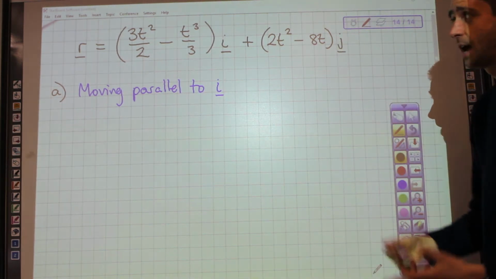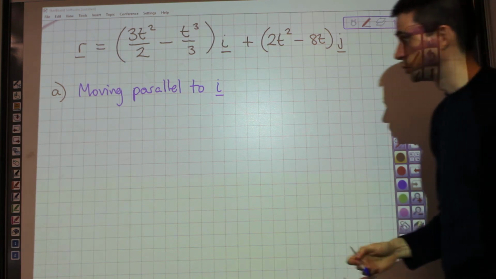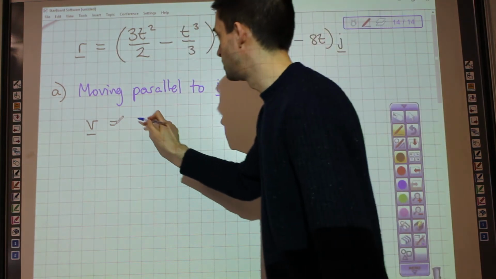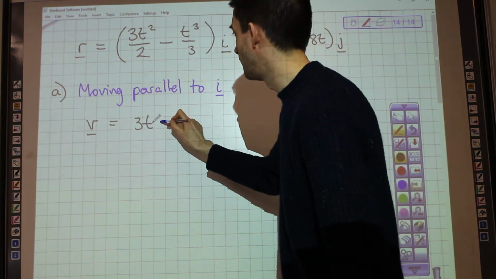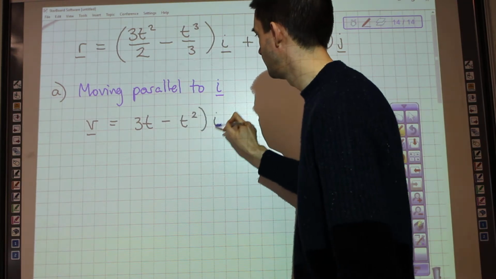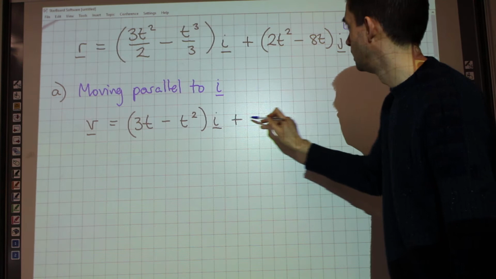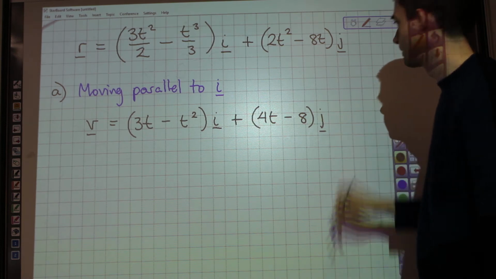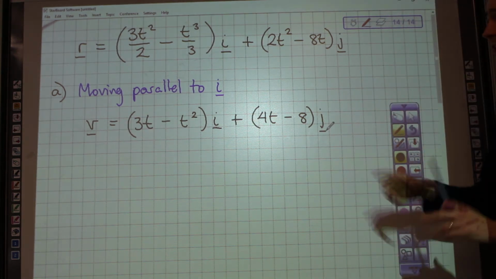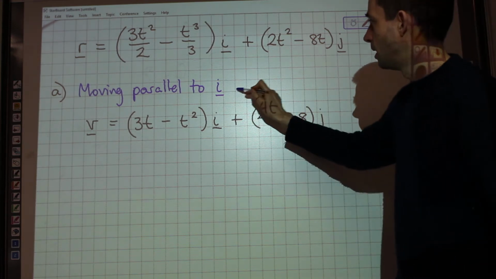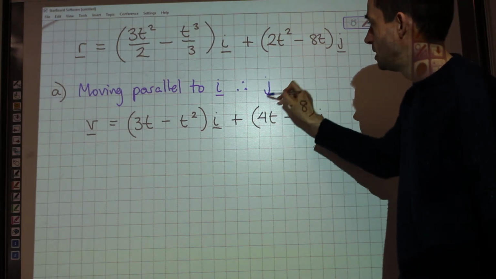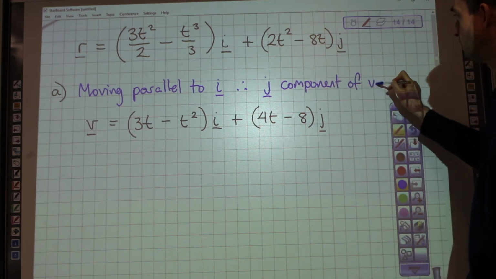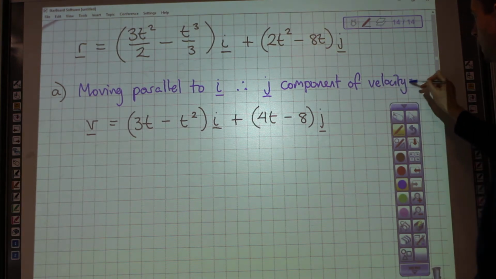Well, by now we should be happy that you differentiate. So I'm just going to launch straight into it, that the velocity vector differentiating this would be (3t minus t squared)i plus (4t minus 8)j meters per second. So we said that it would be moving parallel to i, beg your pardon, when the j component of velocity is 0.